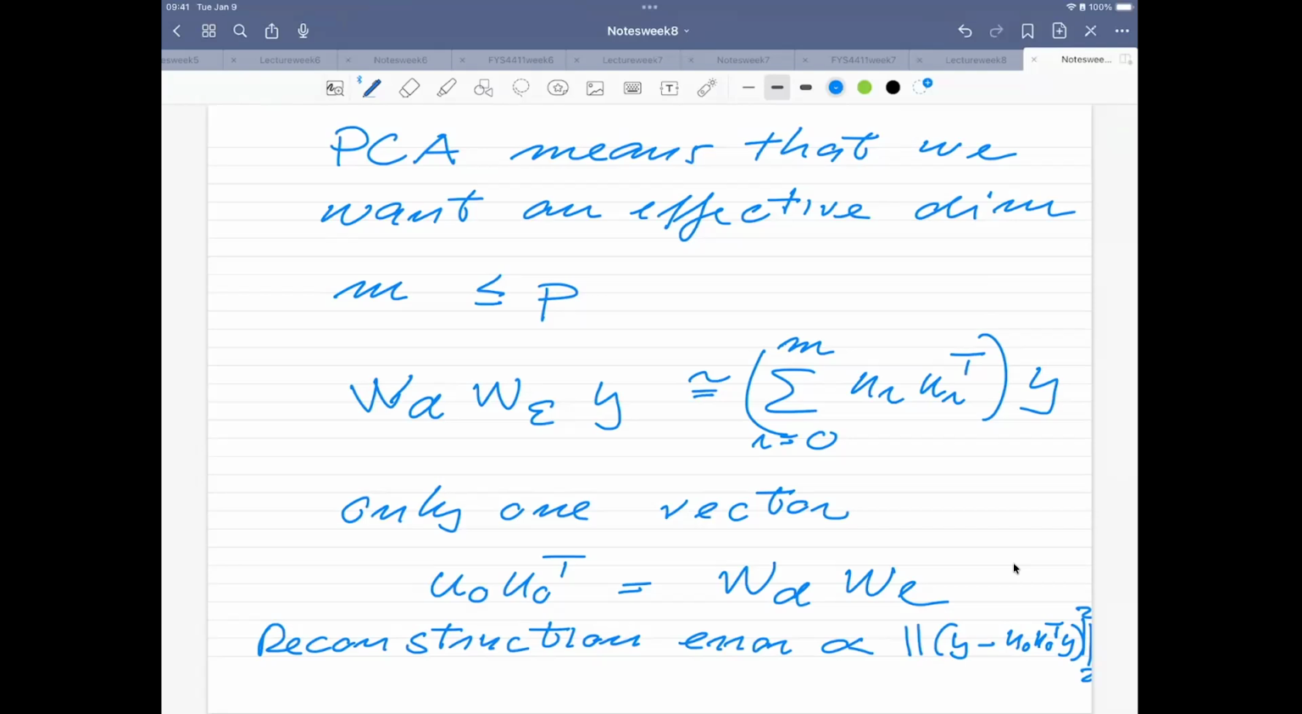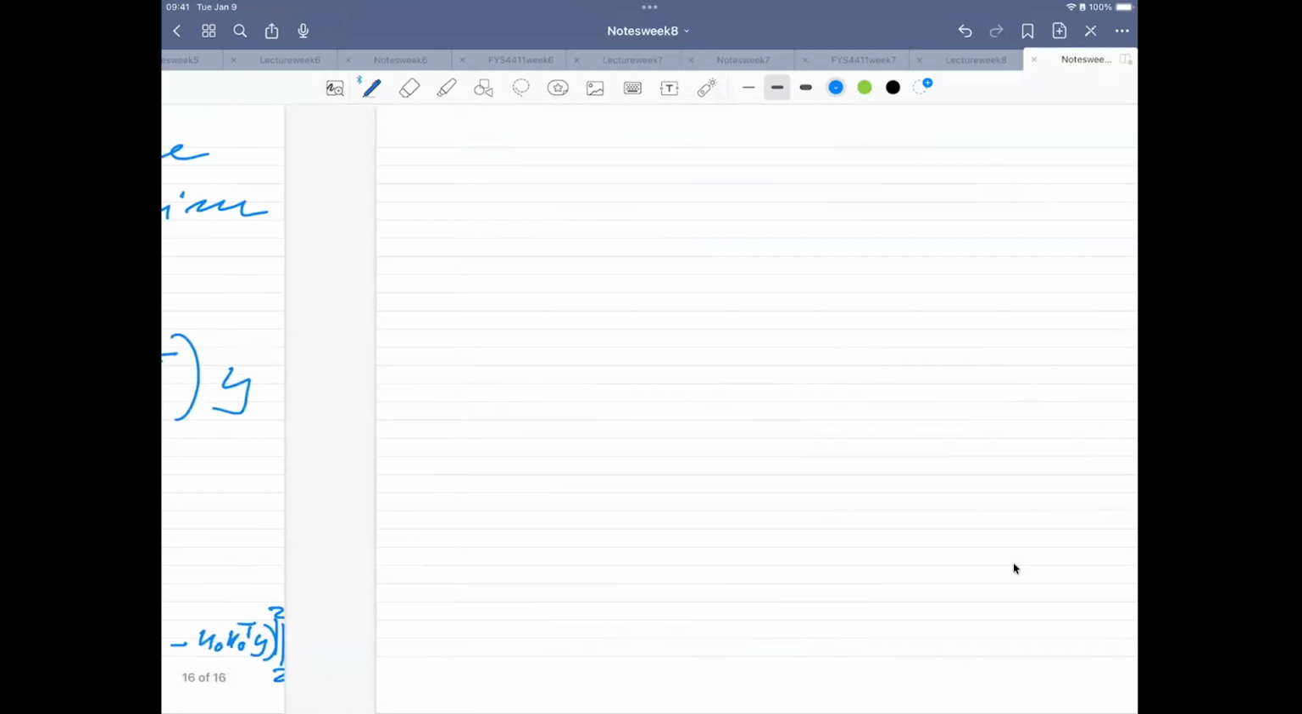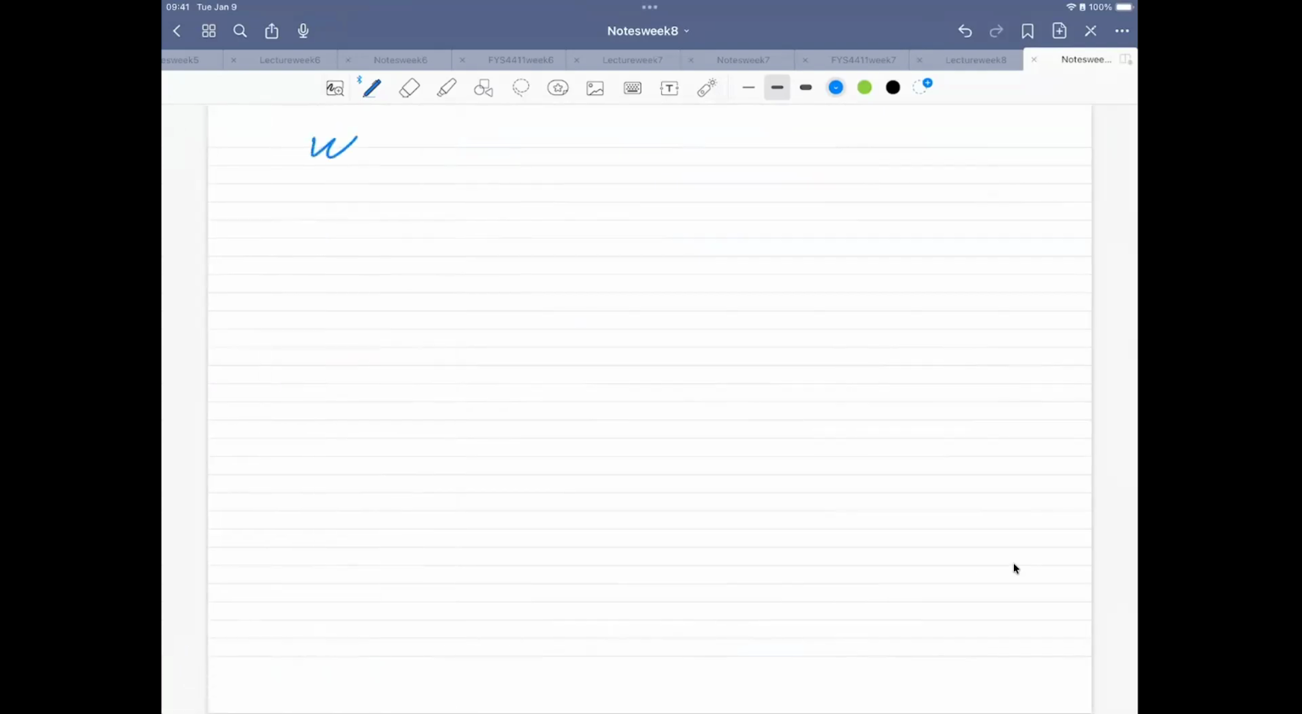But we are going to add more and more vectors till we are satisfied. So how do we define satisfaction? This is what's coming now. And we're going to look at the basic elements of the PCA now. So what is this PCA?